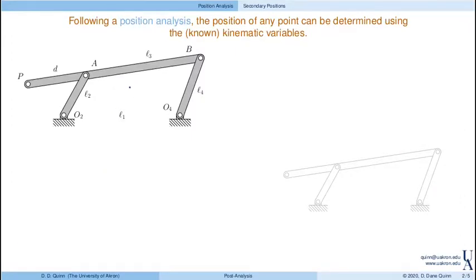Here we have a mechanism that's essentially a 4-bar linkage, but link 3 is pinned not at the end, but somewhere in the intermediate point at A.